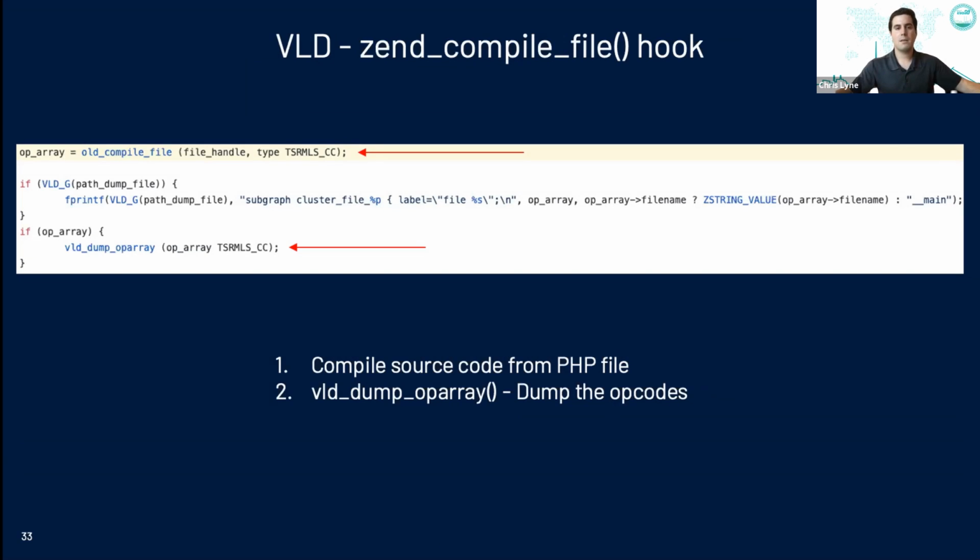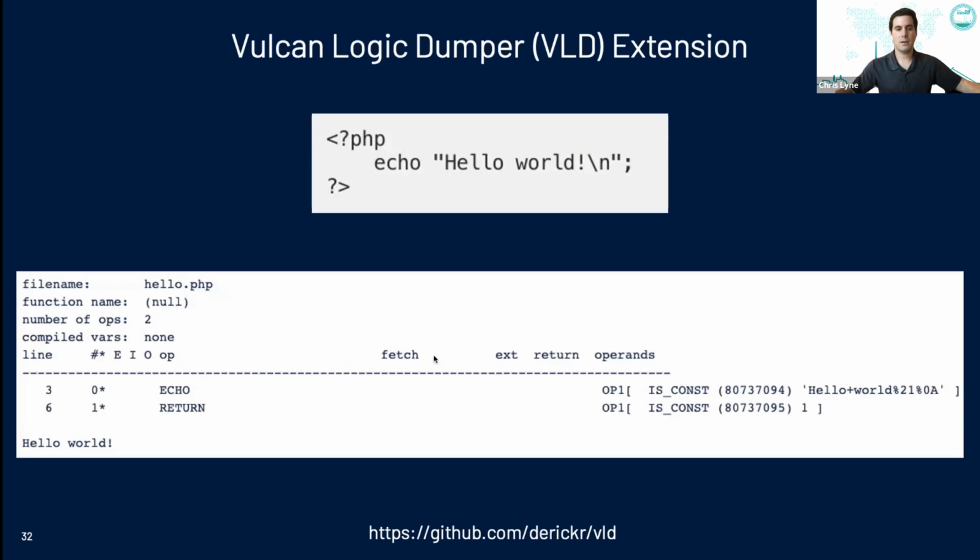VLD, like I said, hooks zend_compile_file. This is a snippet from VLD that shows how that works. So first the script is compiled, and then it compiles it into an op array. And that op array contains the bytecode, and then VLD dumps the op array. So that's that output you saw here. This is vld_dump_oparray.